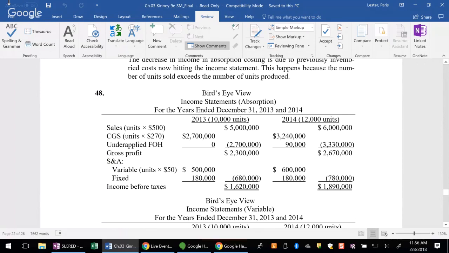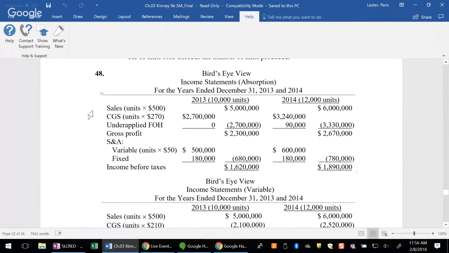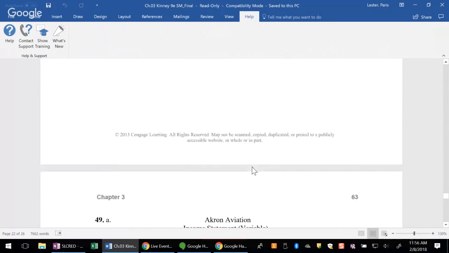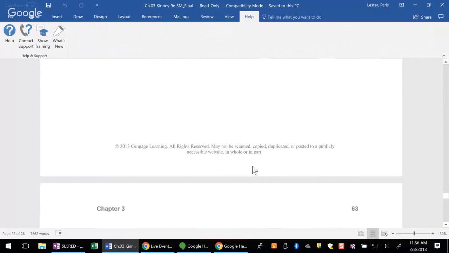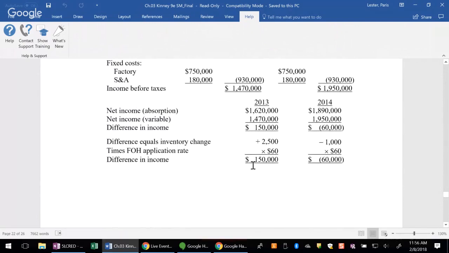I was able to calculate the net income difference between absorption and variable. It was 60,000. Yeah, I wrote that up right there, differences in income. So we did the 150 and 60,000, same thing. Your inventory went down here 1,000 times the 60. Here your inventory difference was 2,500 times the 60. That's just an inventory difference to give us the difference in net income.